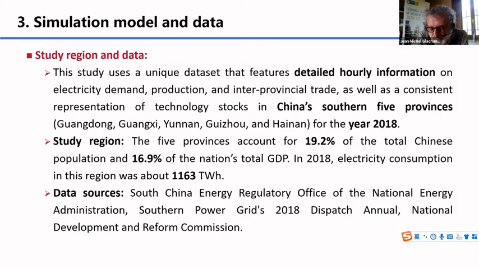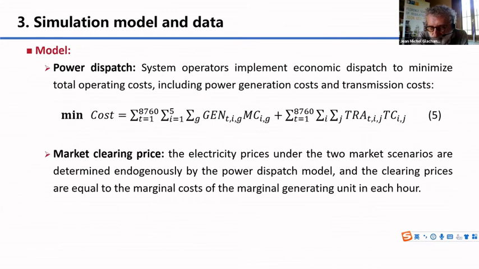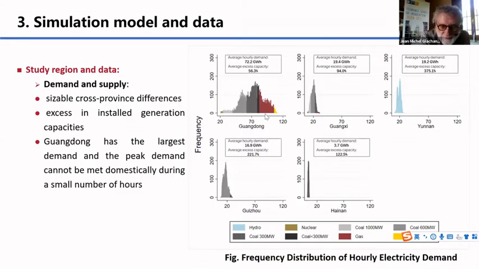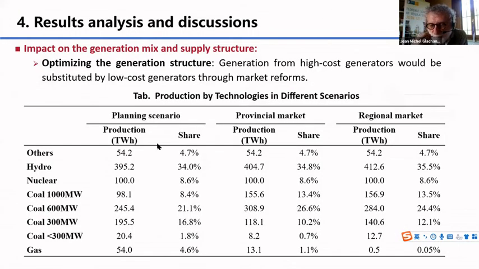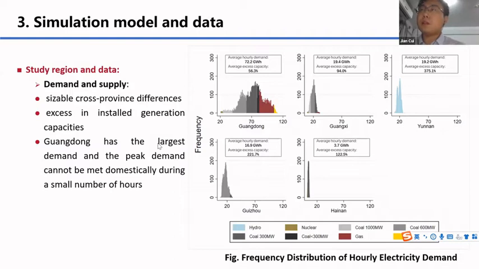Now, regarding the data, why are you presenting the plants by their size? What is the link between the size of the plant and the topic you are studying? The size of the plant. Yeah. You are presenting the plants by size: less than 300 megawatts for the smaller, and 1,000 or more for the bigger. Yeah, yeah. The capacity is large in the Guangdong province. It has coal-fired plants of 1,000 megawatts.